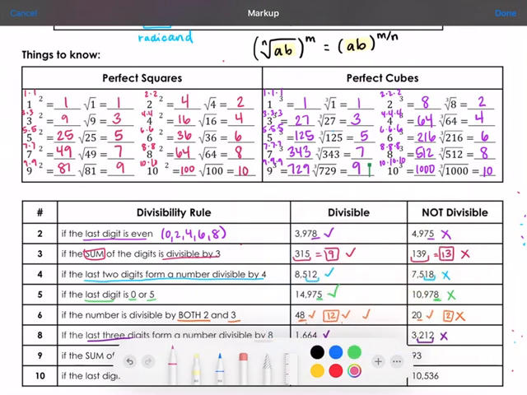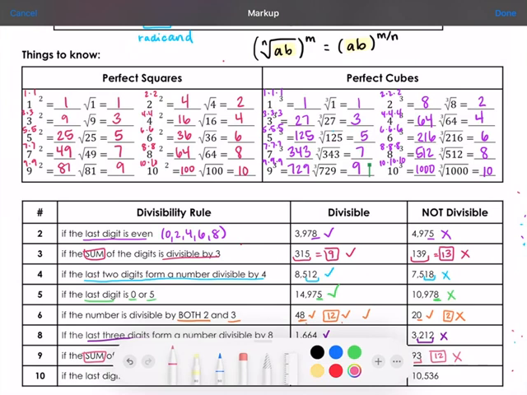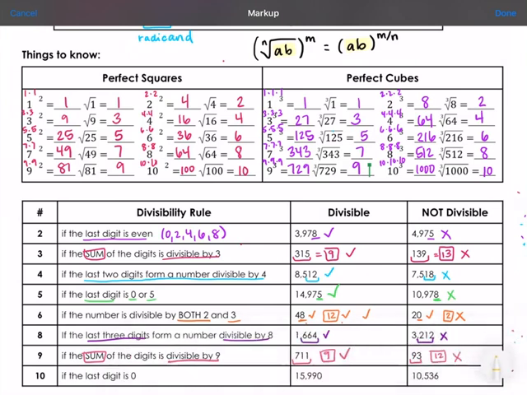If we look at 9s, this rule is very similar to 3s. We know a number is divisible by 9 if the sum of the digits is divisible by 9. So if we add all this together, I get 7, 8, 9. The sum is 9, which is divisible by 9. And 93, if I add that together, I get 12. 12 is not divisible by 9, so 93 is not divisible by 9.